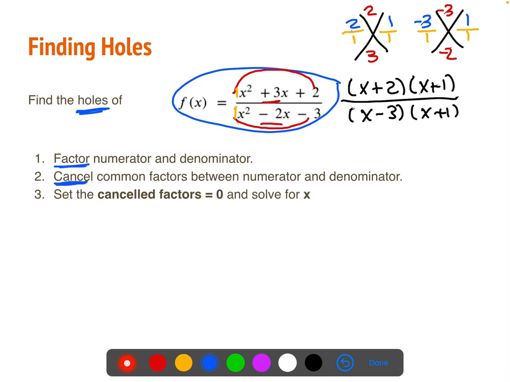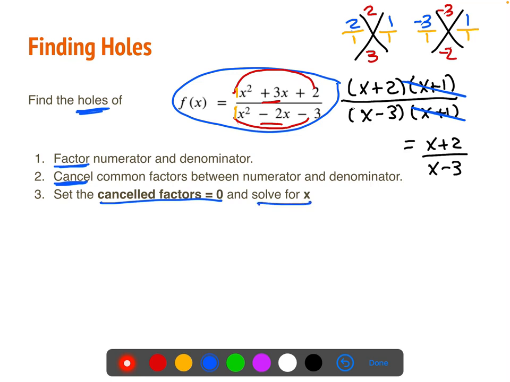Now after I factor, I go to step 2. Cancel the common factors. So I look at them, I have an x plus 2, an x plus 1, and on the bottom I have an x minus 3 and an x plus 1. So what's common? What did I repeat? X plus 1. They're canceled. And that left me with x plus 2 over x minus 3.